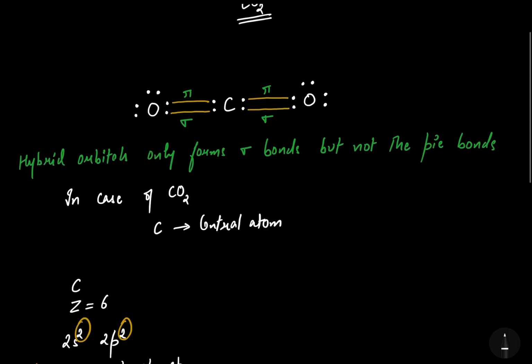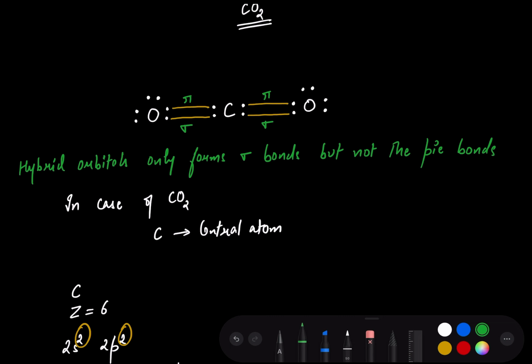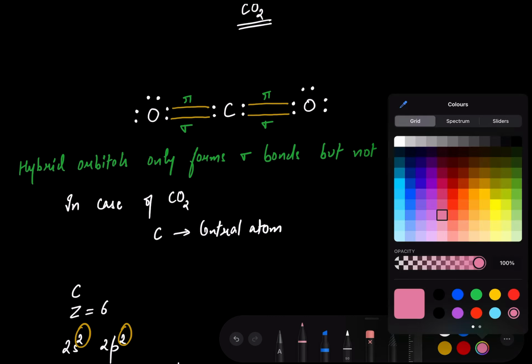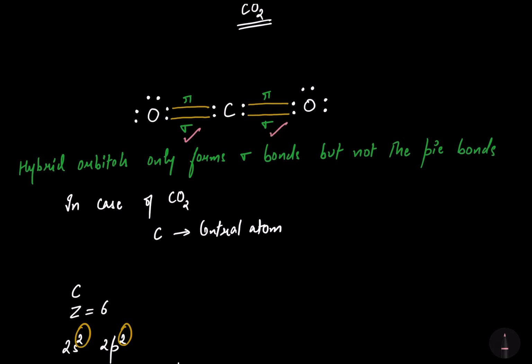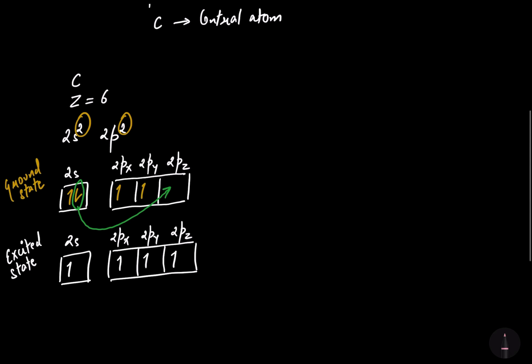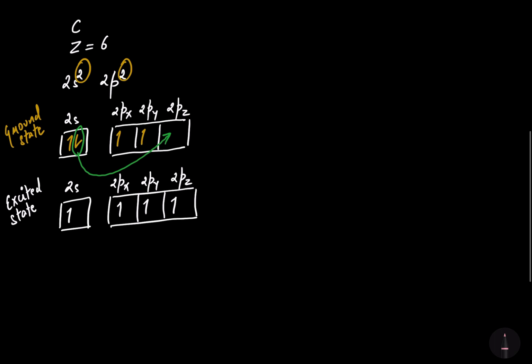Now let's come to the structure again, the Lewis structure. I have already told you, in case of CO2 the carbon is forming 2 sigma bonds, and I have also told you that hybrid orbitals only form sigma bonds. So that means there are 2 sigma bonds in the structure, so there will be a hybridization which will contain only 2 hybrid orbitals. So that means 1 orbital of 2s will intermix with the 2px orbital of the p subshell.